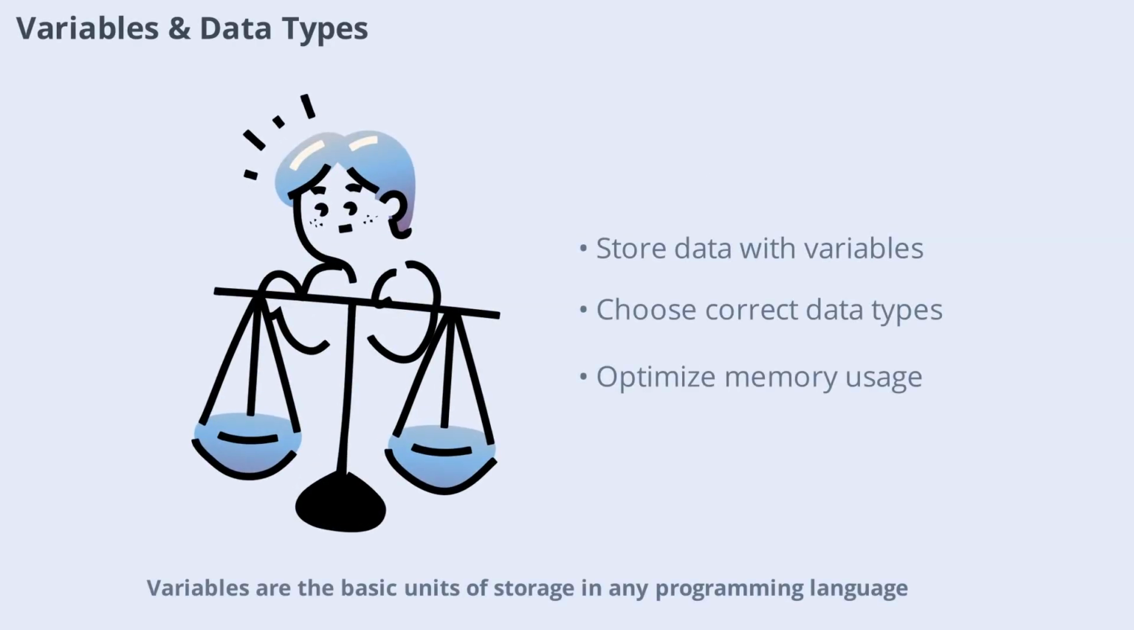Variables are the basic units of storage in any programming language, and data types define what kind of data a variable can hold. Understanding the difference between integers, floats, characters, and strings is fundamental. This knowledge helps you choose the right data type for your problem, ensuring efficient memory usage and correct program behavior. As you progress, you'll see how these basic concepts are used in more complex data structures and algorithms, forming the groundwork for everything that follows in DSA.